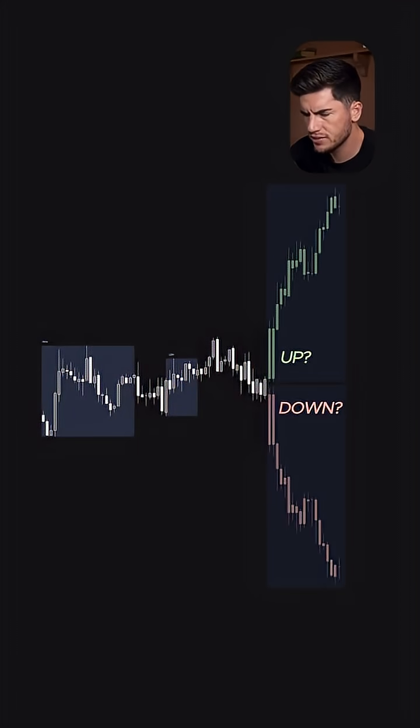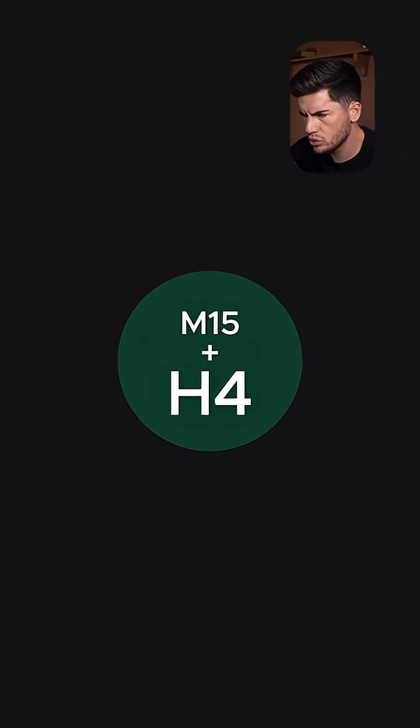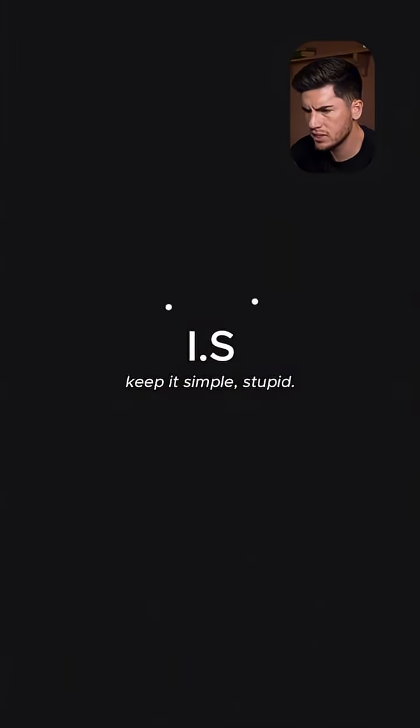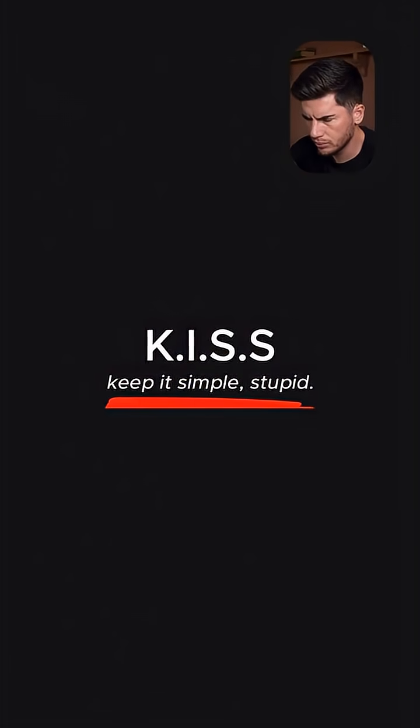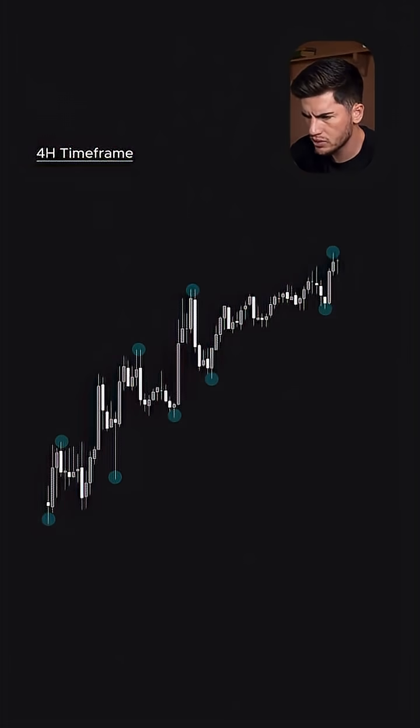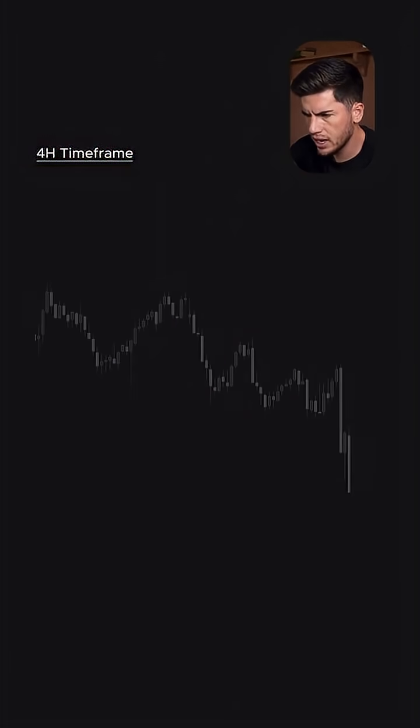I guarantee you're using too many time frames, and that's why you're never confident on choosing a bias for the day. All you need are these 2 time frames, and I'll show you how to keep your strategy super simple. First, start off with a 4-hour time frame where you want to identify a trending market.